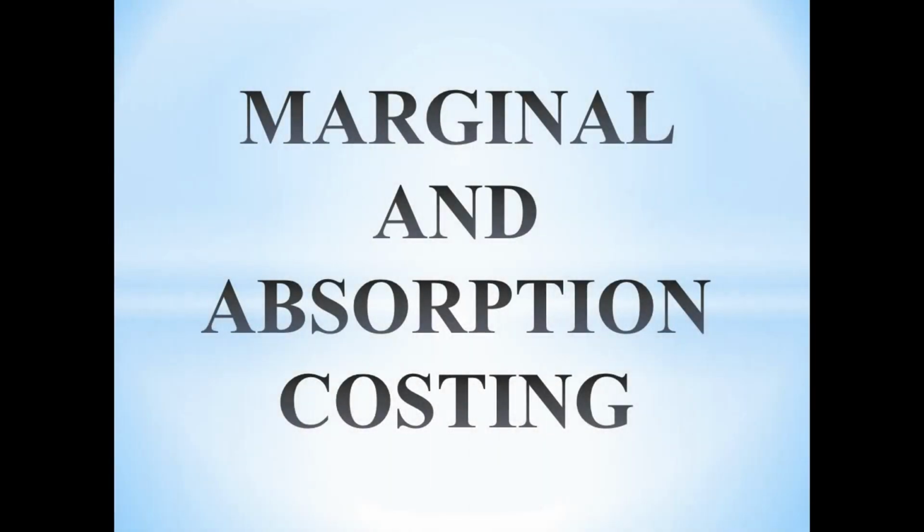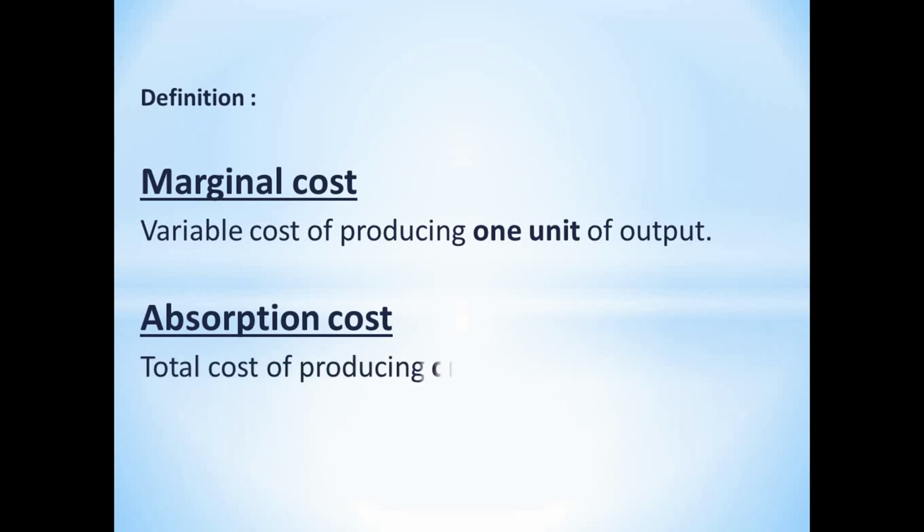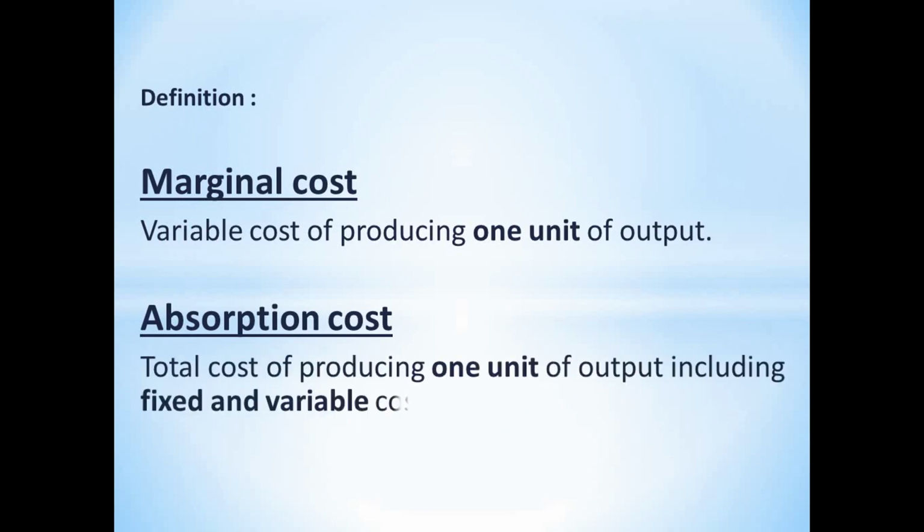Marginal and Absorption Costing. Definition. Marginal cost, variable cost of producing 1 unit of output. Absorption cost, total cost of producing 1 unit of output including fixed and variable costs.